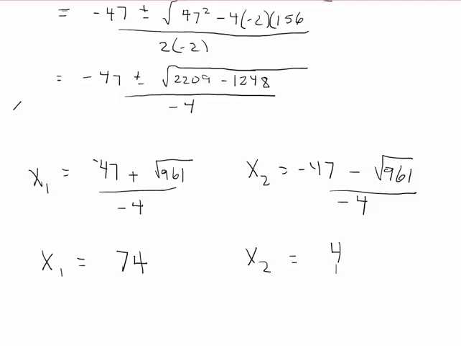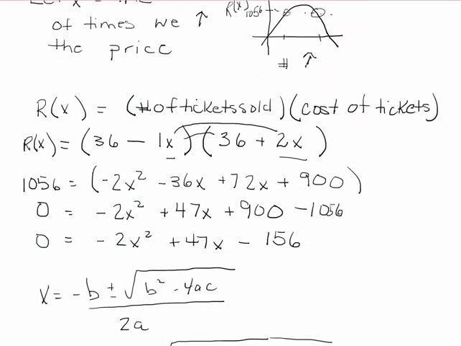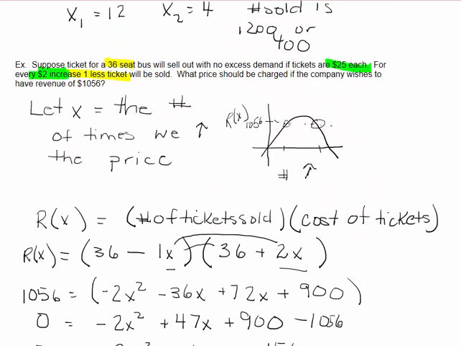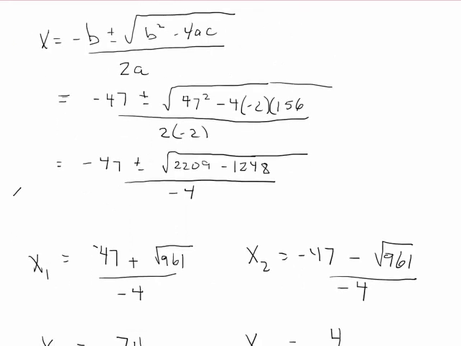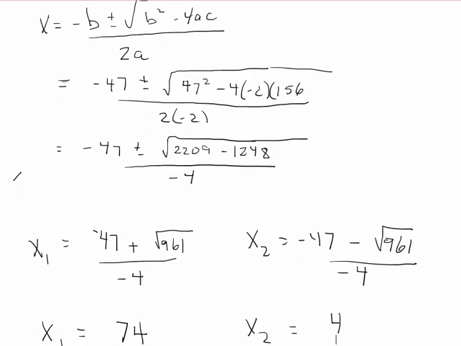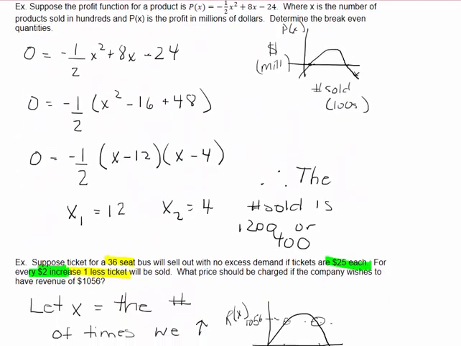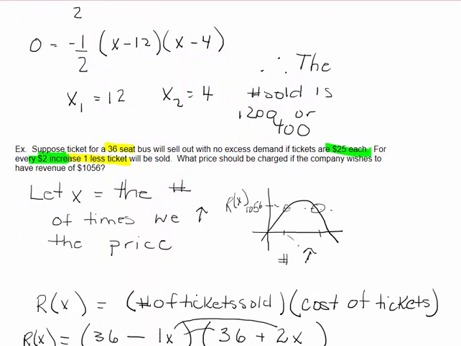So let's go all the way back up now. After we've done all this work, we always need to remind ourselves what was being asked. So what price should the company charge if they wish to have a revenue of $1,056? So our two options that give us a revenue of $1,056 are increasing the price 74 times or increasing the price 4 times. The 4 times is probably the most realistic, because who's going to pay that much for a bus if you increase it 74 times?